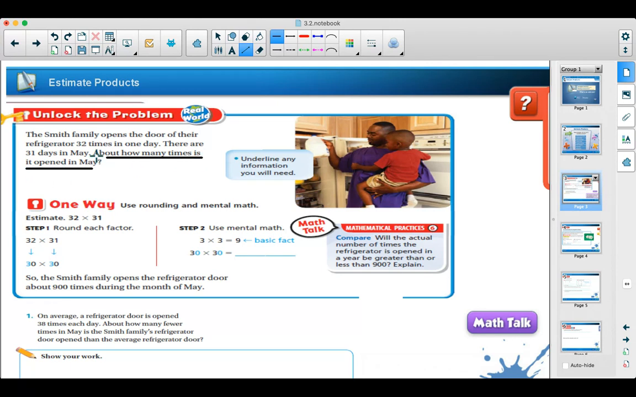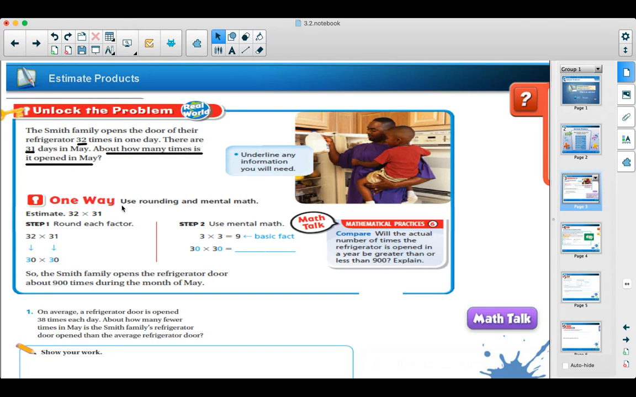Well, we know that it's opened 32 times in one day, and there are 31 days in May. So we need to estimate the answer to this question because they're asking you about how many times. One way to accomplish this is to use rounding and mental math. So let's estimate 32 times 31. We will round each factor. 32 rounds to 30, 31 rounds to 30. They both round to 30.